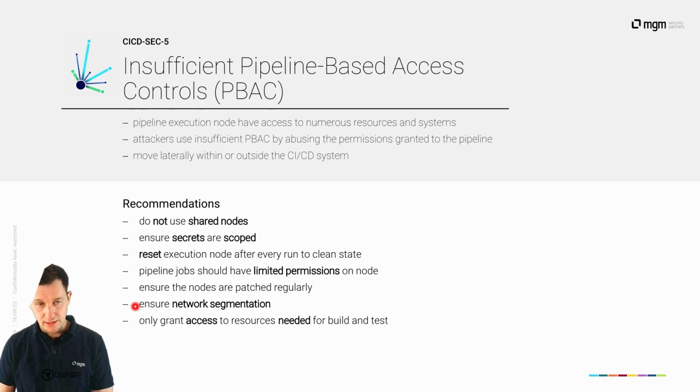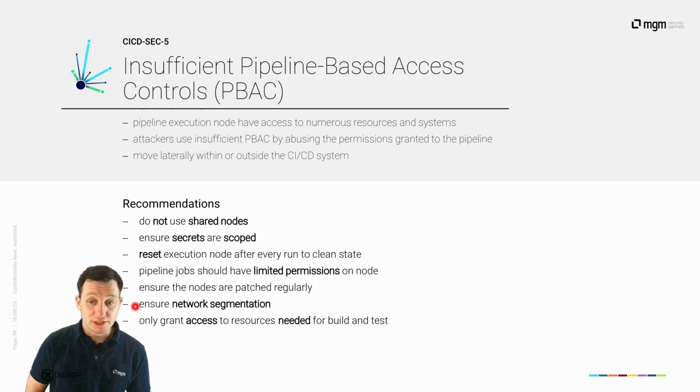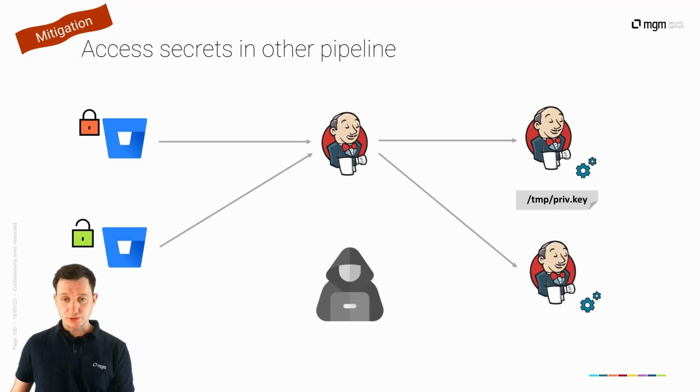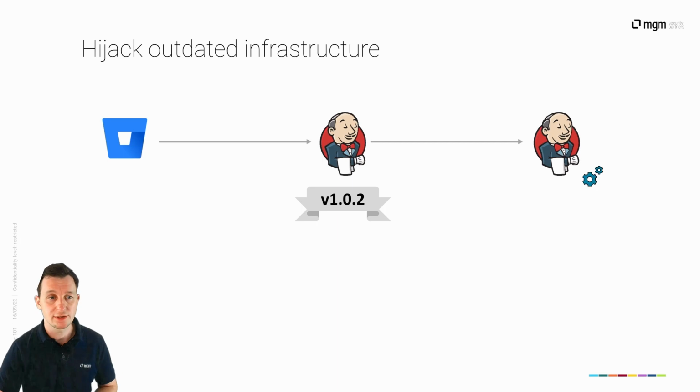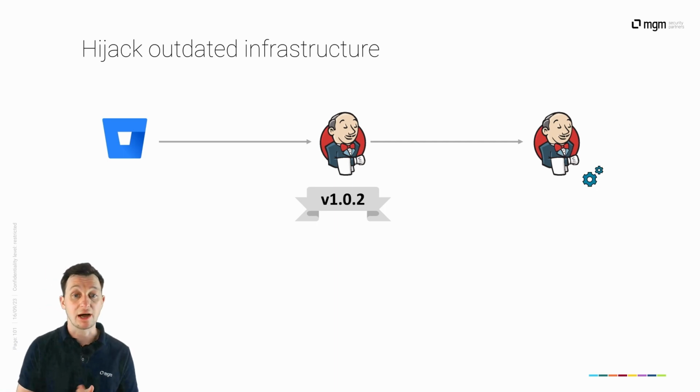Okay. So what could we do? Of course, we should not use shared runners. What we could do is create our own runner for every single project, and then this project would be run on its own runner, and in this case we would not have access to the private key.